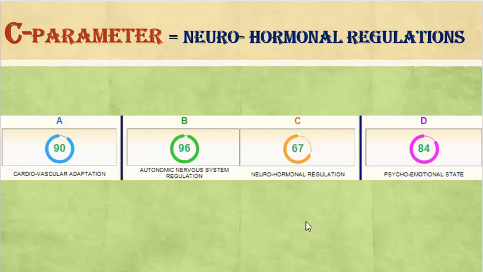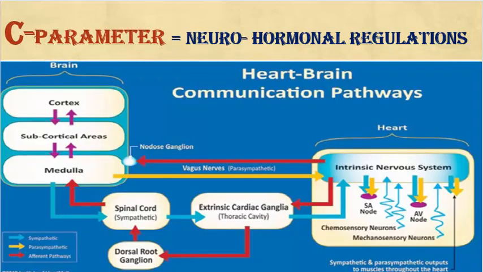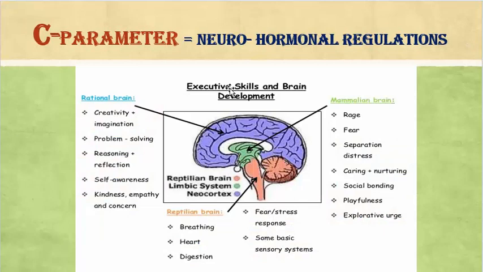In this case, we need to look more closely and see what is actually going on at this level. So what do the C parameters represent? Basically, it's information from the autonomic nervous system, sympathetic and parasympathetic, and neurohormonal regulation, which send information to the medulla and subcortical area. So the C parameters represent how the subcortical area interprets the results from the autonomic nervous system and neurohormonal regulation.